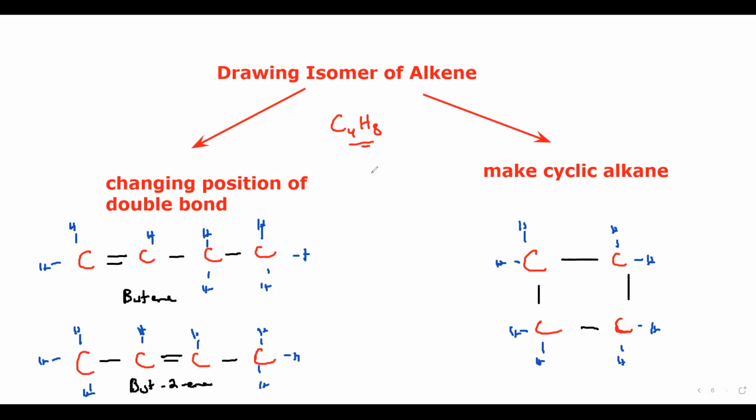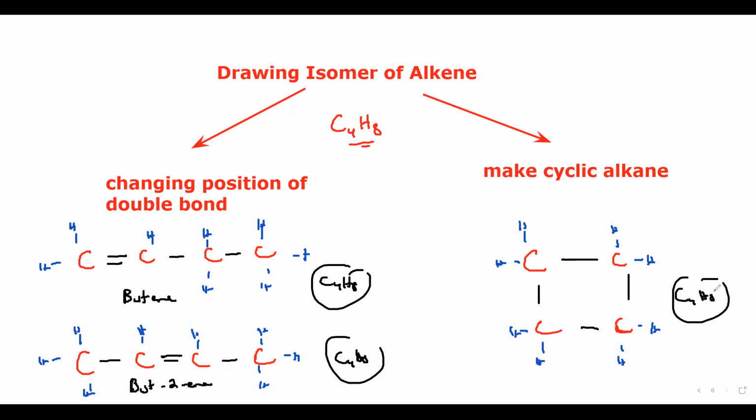But why do we call these isomers? Because when we count the number of carbon atoms for this one, it's C4H8. For the second one, C4H8. For the third one, C4H8. So all have the same carbon and hydrogen. That's why we call them isomers. So whenever you want to draw an isomer of alkene, just change the position of the double bond. And when you want to draw an isomer of alkane, you just make one a straight chain and another one a branch.